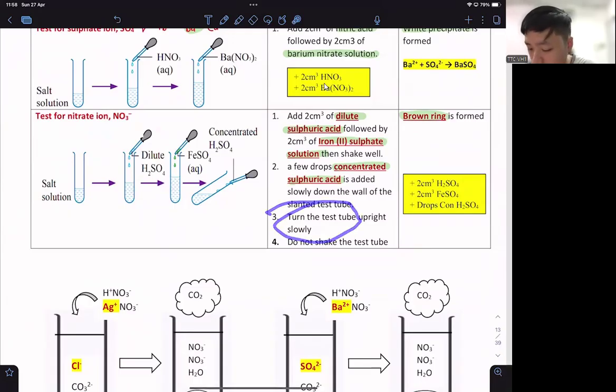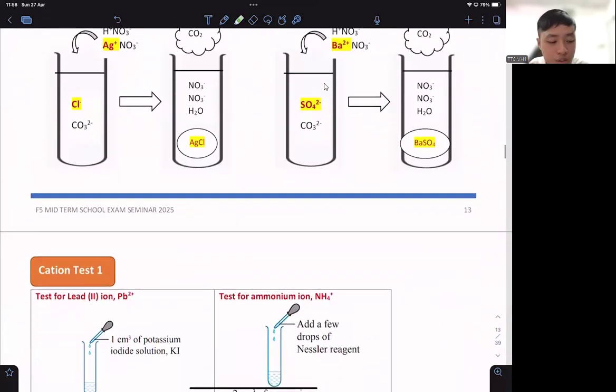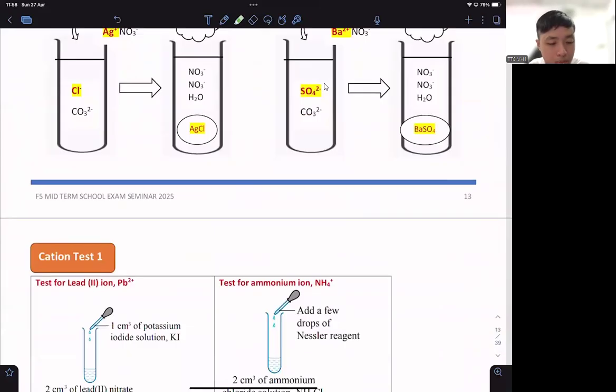Other part of the procedure: when you add the first two, shake well first. Then you add the concentrated H2SO4 slowly to the slanted test tube. You slant your test tube, add the concentrated H2SO4, then make it upright again. Then don't shake, and you get a brown ring. This one is the nitrate test. Any problem with this? Very simple. Then what happened?